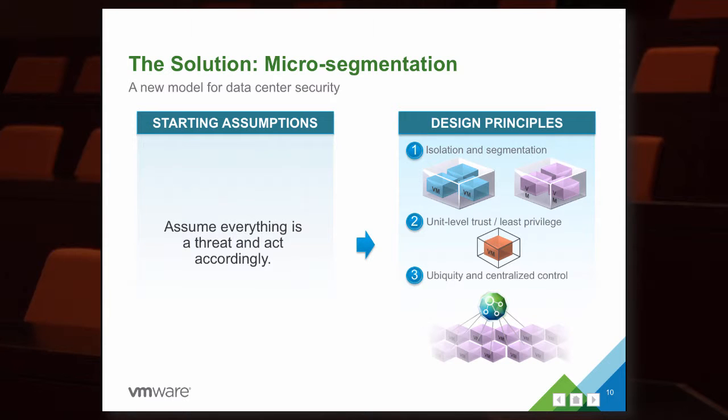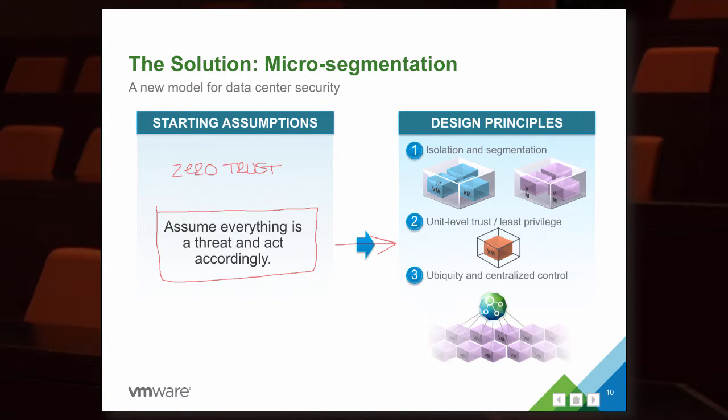Micro-segmentation does something that is super important. It assumes that everything is a threat. So this is the idea of zero trust. And zero trust is really what the new networking and security paradigms are about. And it takes all of this and it moves it into clear design principles.